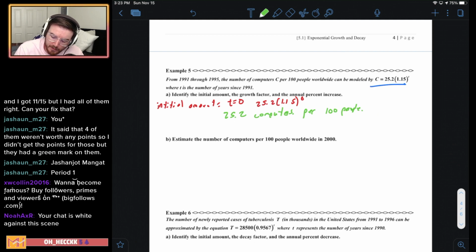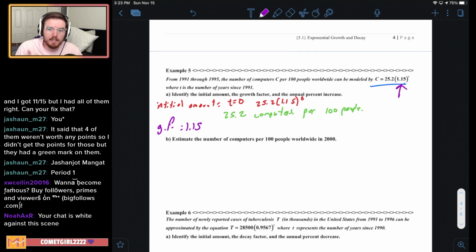What is the growth factor? Well, the growth factor is the number 1.15, right? That's the number at which things are growing. That's the number that tells us things are growing because it's bigger than 1. So the growth factor is 1.15.